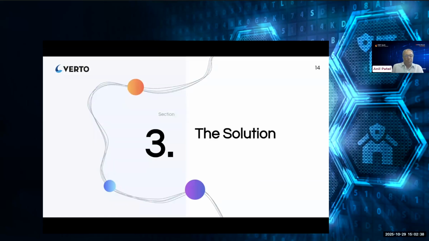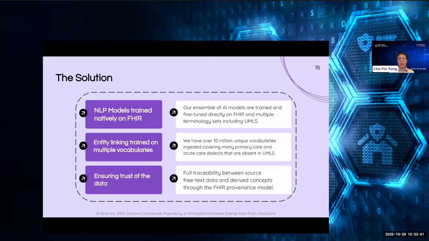Now comes the solution. Our solution is created in 3 steps. First, NLP models are trained natively on FHIR. Second, entity linking is trained on multiple vocabularies. In fact, over 10 million unique vocabularies are ingested, covering many primary care and acute care dialects that are absent in the UMLS Metathesaurus. And most importantly, under all of that, what we really aim to do is ensuring trust of the data.